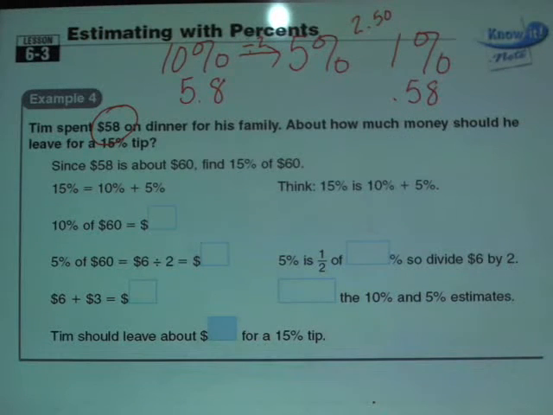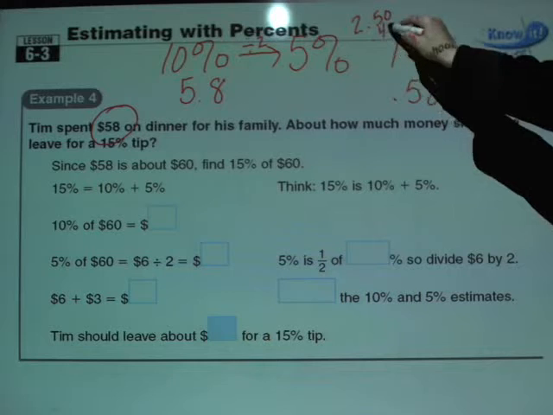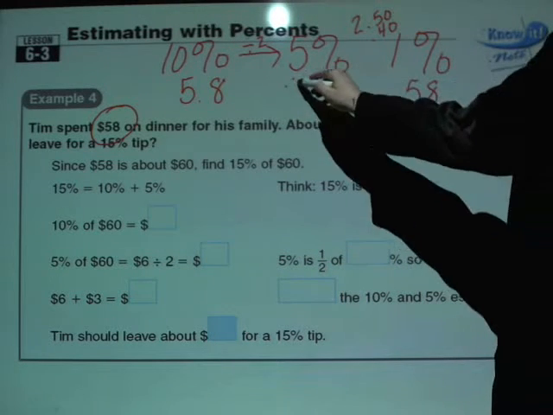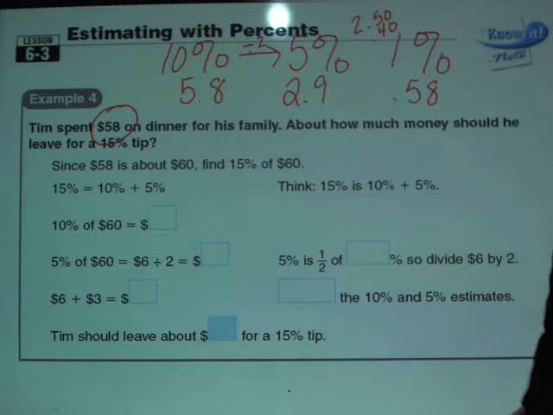Now let's take the 80 cents and cut that in half. If I take the 80 cents and cut it in half, what do I have? I have 40 cents. So I have $2.50 and 40 cents. That's $2.90 or 2.9. All right, not really that bad. Okay, so we've got our 10 and our 5 and our 1% figures. Let's see how those get used here in calculating a 15% tip.